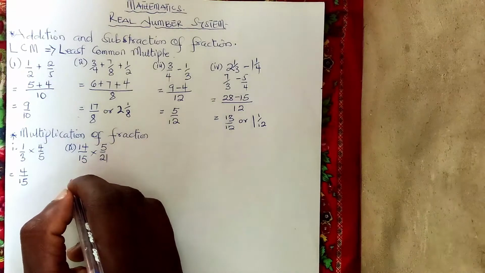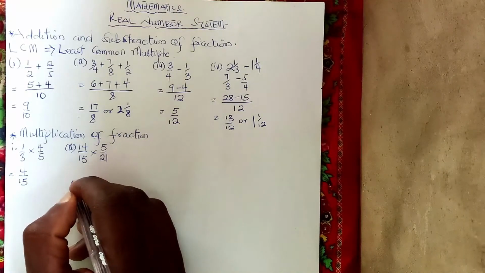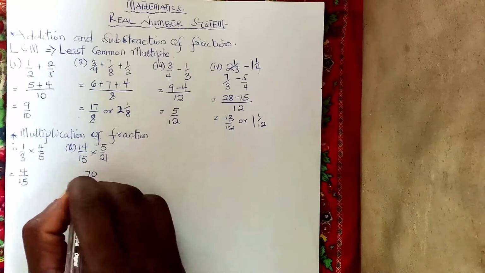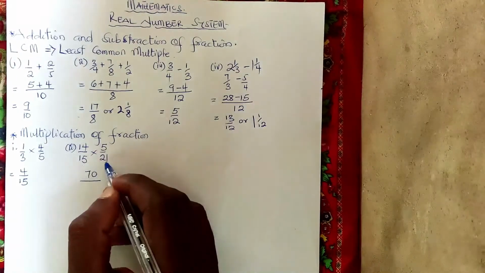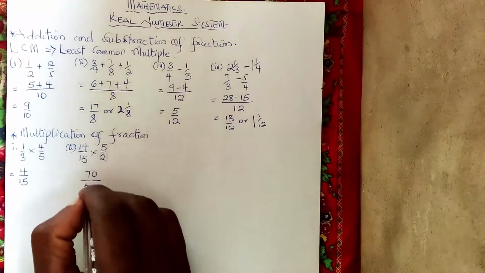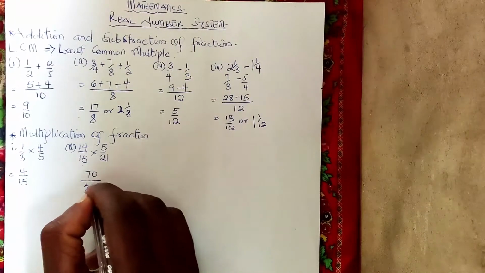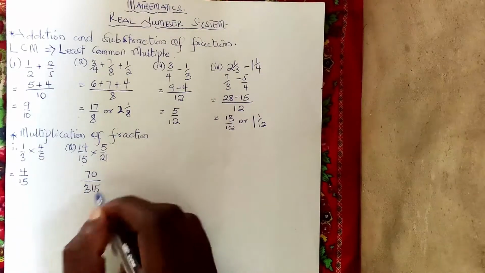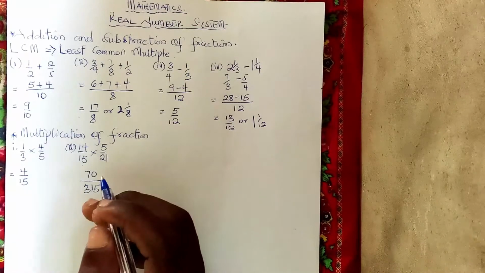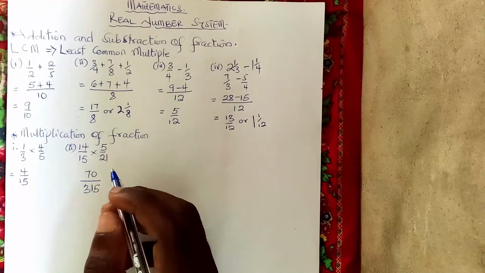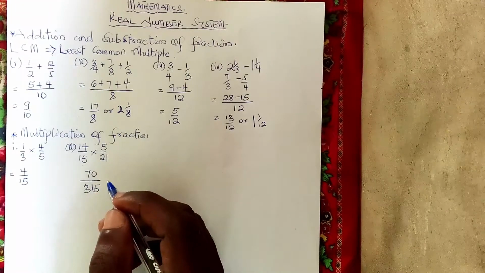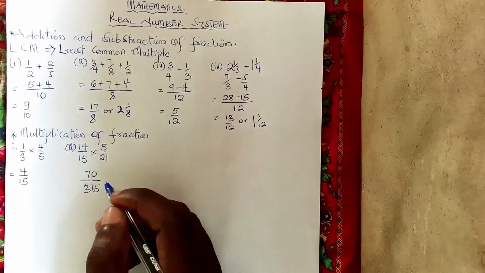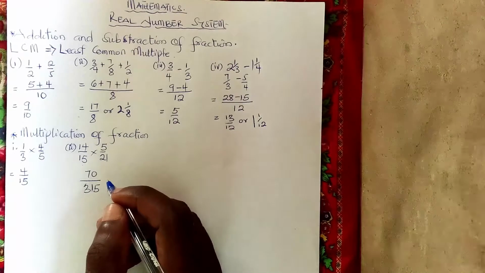Multiplying the numerators, 14 by 5 gives us 70, over 15 by 21, which also gives us 315. We have to leave this in the lowest form. Leaving this in the lowest form, we have to divide by a number that will bring it to a smaller number. We can have 5, we can have 7, but I use 7.